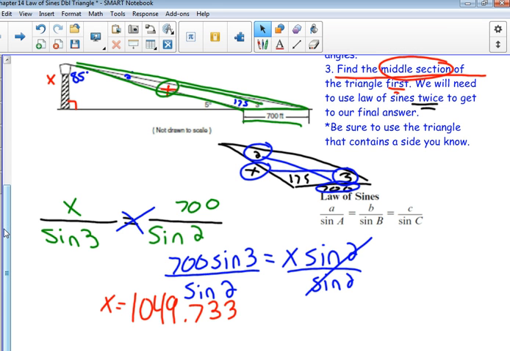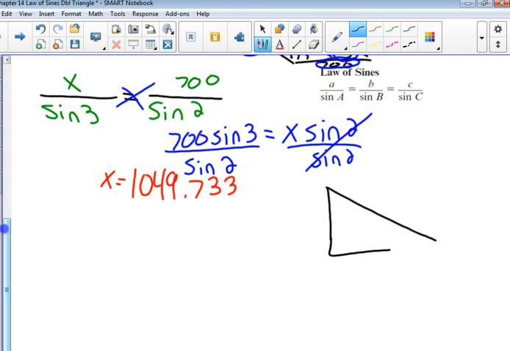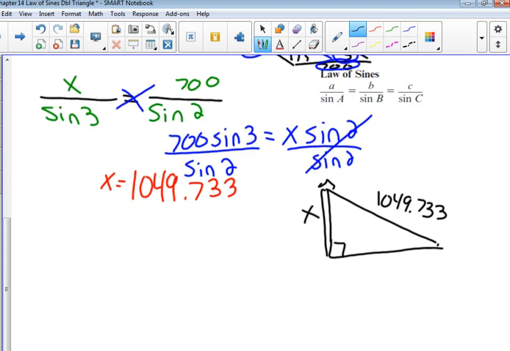Now we have the information that we're looking for. Now we can start working with our lighthouse part of the triangle. Frida, I like your idea of redrawing things and making things easier for us. Here's your little lighthouse. That's what we don't know. This was 90. My middle piece was 1049.733. And then we got 5 and 85, so it's 5 degrees, 85 degrees.